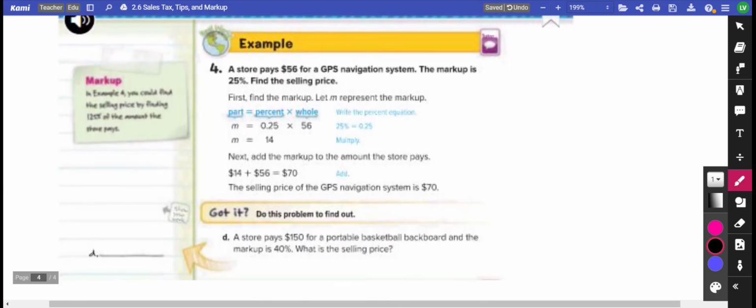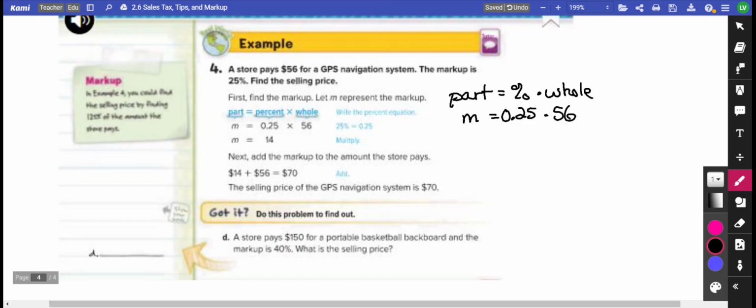Example 4. A store pays $56 for a GPS navigation system. The markup is 25%. Find the selling price. So first, we need to find the markup. We're going to let M represent that markup, which is our part. Our part is going to be the percent times our whole. Again, we don't know what the markup is, but we're going to use the variable M. We do know the percent is 25 hundredths, and that we're multiplying it by the whole of $56.